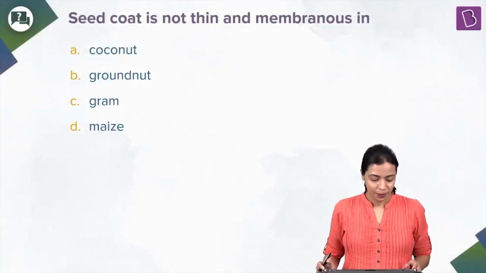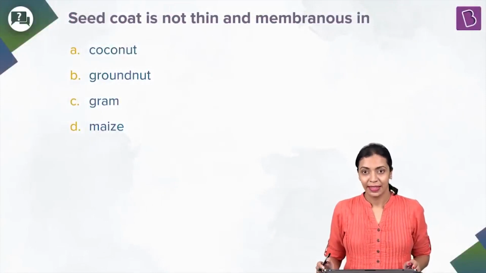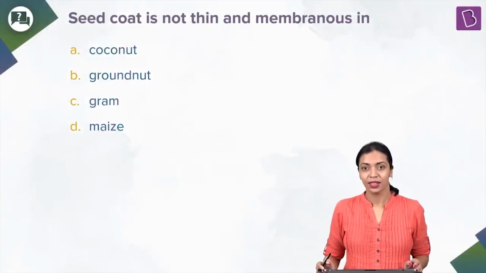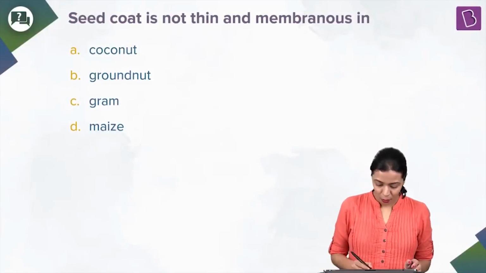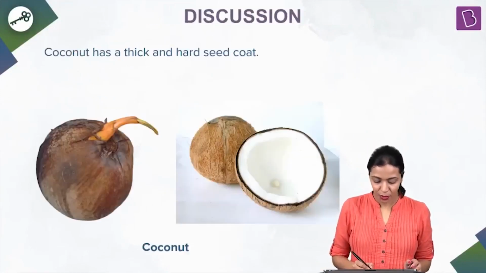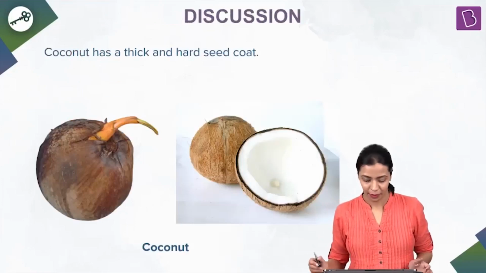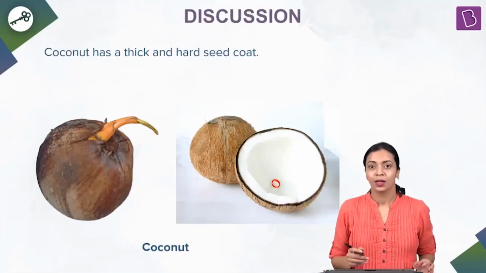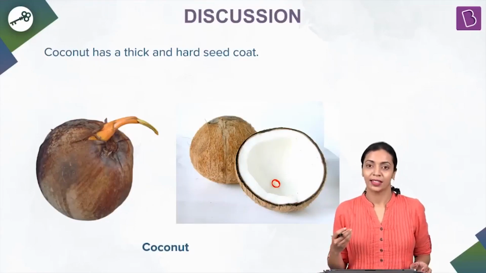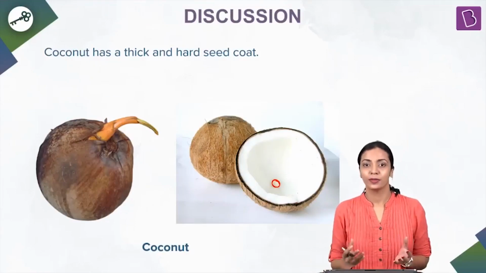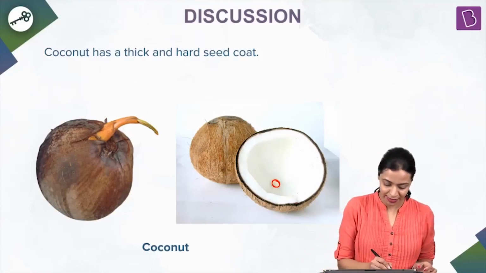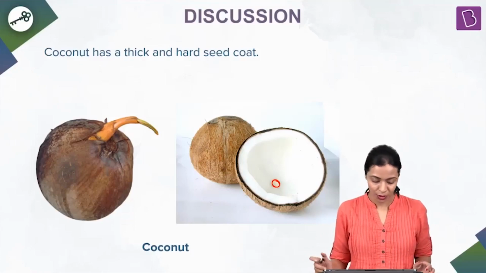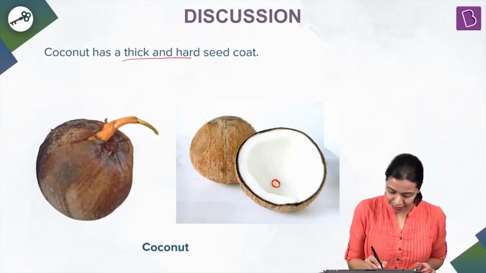Here's the question. Seed coat is not thin and membranous in, the options are coconut, groundnut, gram and maize. Of the four options, the seed coat in coconut is comparatively thicker. Here you can see the seed of the coconut. While propagating coconuts, unlike other plants, the entire fruit is sown inside the soil. Here you can see that the seed has germinated while still being inside the fruit. So the seed coat here is thick and hard.